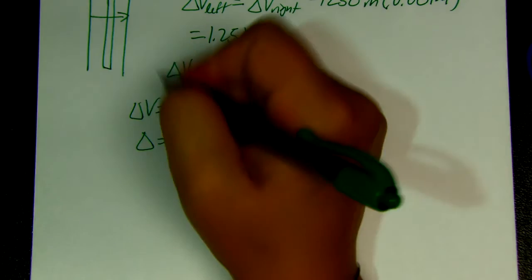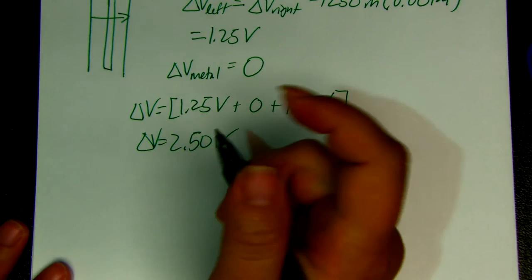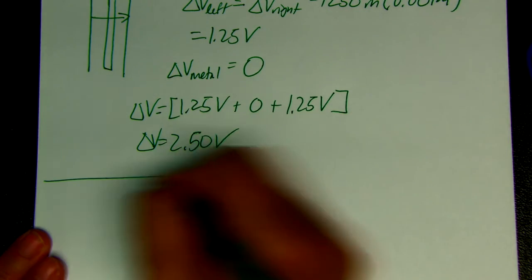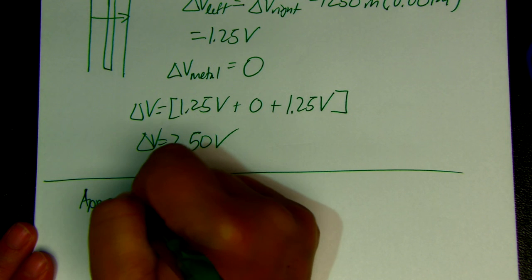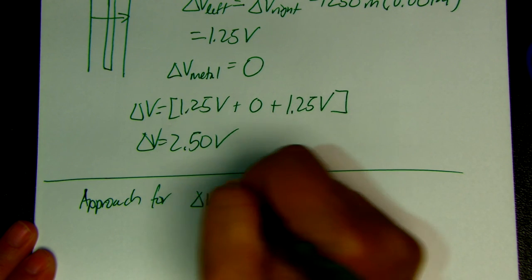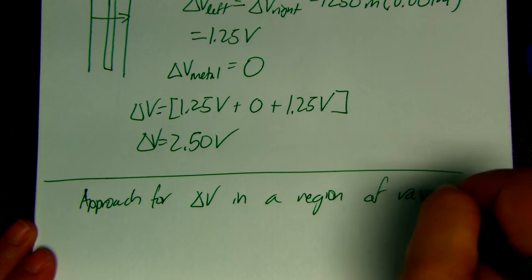So what we can see is delta V is not a conserved quantity. So there's no conservation of potential. There's only conservation of energy, and this is a voltage potential, not potential energy. So what we're building to here is the approach for delta V in a region of varying electric field.